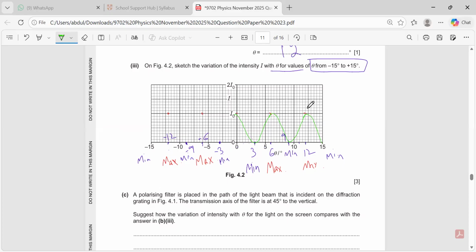Now for the other side, see, this is minima, and then this is maxima, again minima, then maxima, and then minima, something like this. And always this graph they are asking in waves, sometimes in terms of intensity with amplitude, here intensity, but in terms of constructive and destructive interference. This is always there in the paper, 3 marks. So be very careful about this.